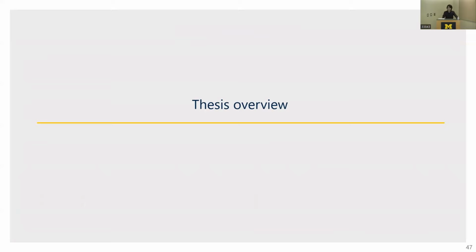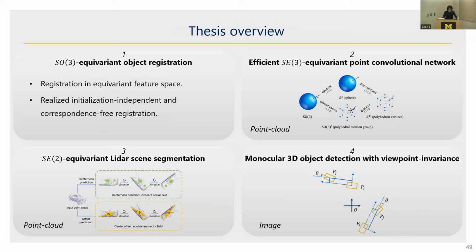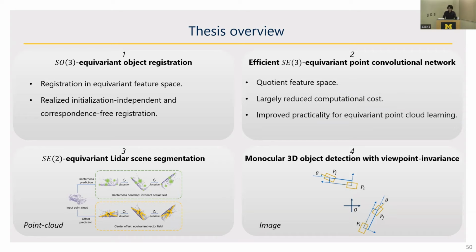So here is an overview of what I just presented in this presentation. In the first part, the SO3 equivariant object registration, the registration is conducted in the equivariant feature space, and we realize initialization-independent and correspondence-free registration. In the second part, the efficient SE3 equivariant point convolutional network works in the quotient feature space, which largely reduces the computational cost and improves the practicality for equivariant point cloud learning.